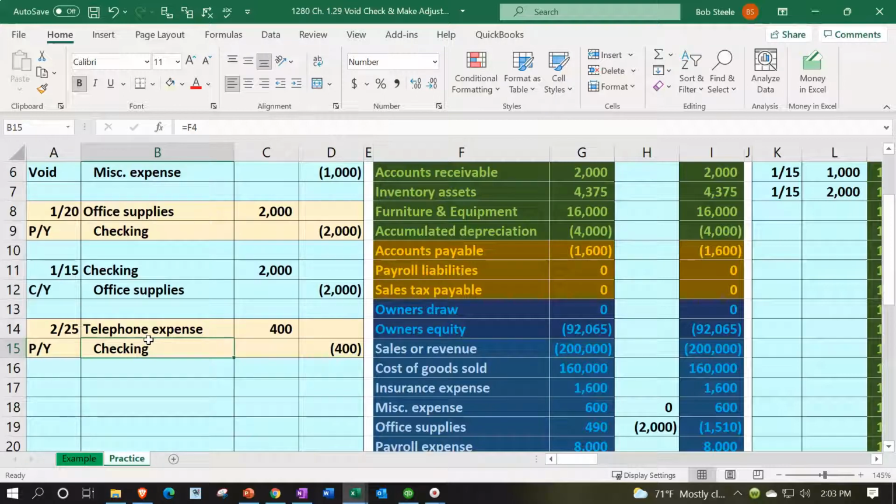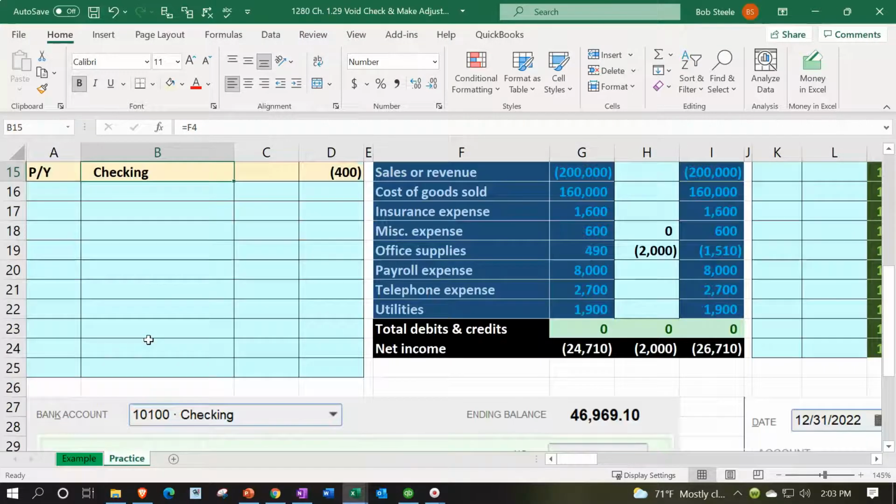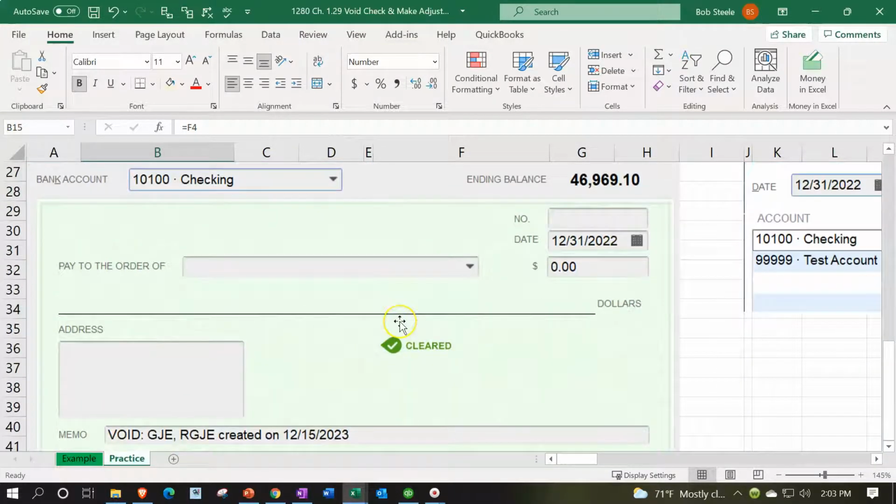It was input improperly, and I need to void it, even though I'm going to compensate for it in the current period and not go back and adjust it in the prior period. So this check, if I was to void it, then is going to void as of the prior period, and so I've got to compensate for that.